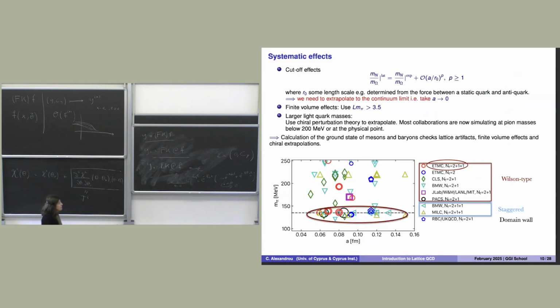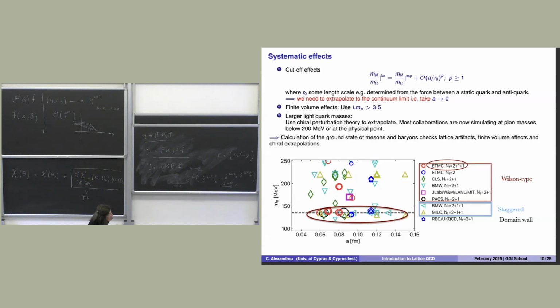All right. So now the actual simulations. Where are we on the lattice? Here is a plot where each point is a simulation. It takes 2 or 3 years to do. So I give you, this is the mass of the pion, and this is the lattice spacing. And we said we have to take the continuum limit. We have to go to 0. This is the physical pion mass.